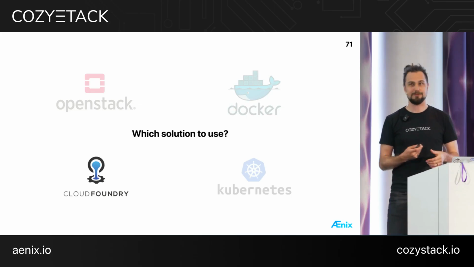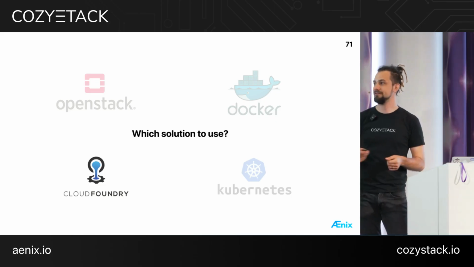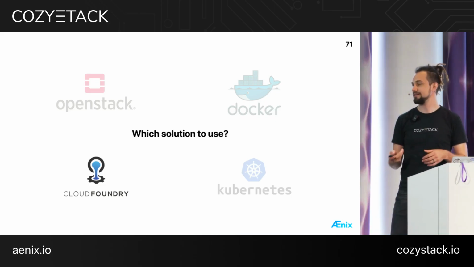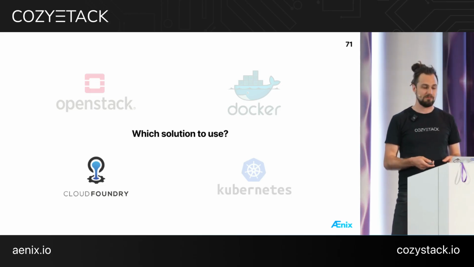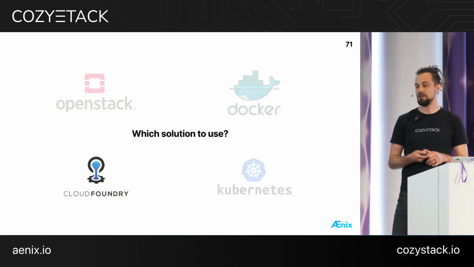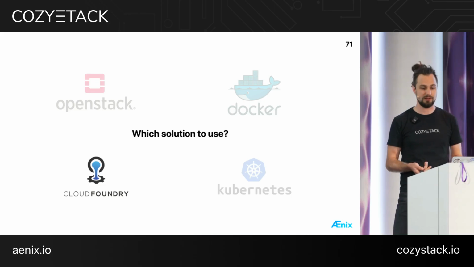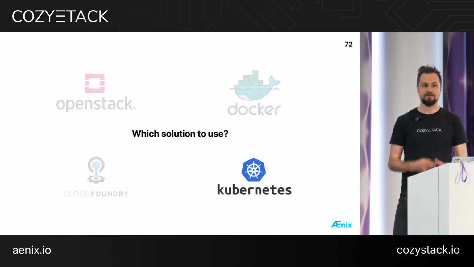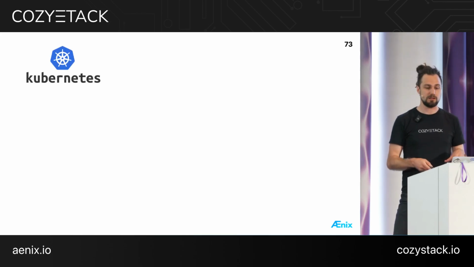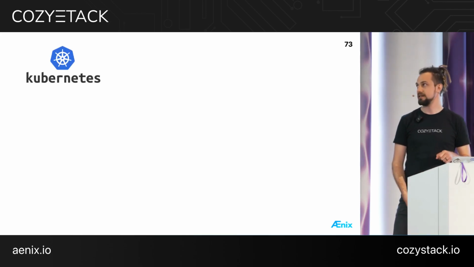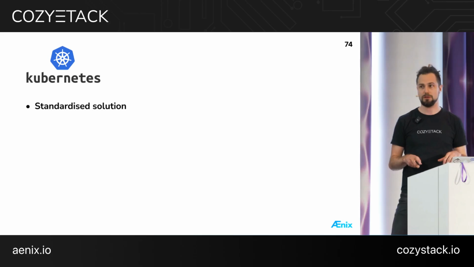There is also a nice solution, Cloud Foundry. It was very popular before Kubernetes started to become popular. For now, I don't see many companies who are actually using it. And finally, Kubernetes, which is very standardized and has a lot of things inside. So Kubernetes nowadays is a standardized solution for running server workloads and infrastructure services.